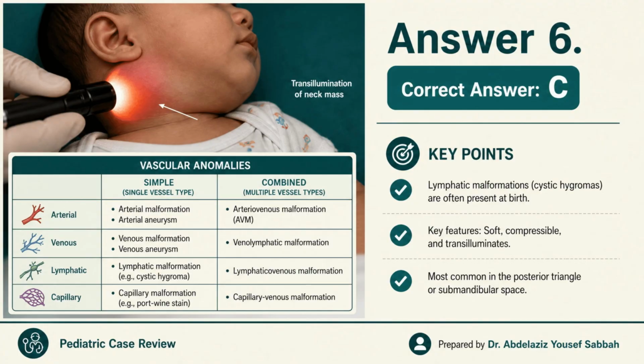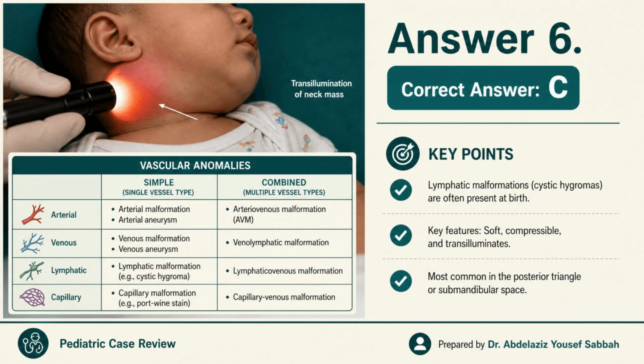The defining clinical features are transillumination, soft compressibility, and location in the posterior triangle of the neck, which is the classic site. Transillumination occurs because these lesions consist of fluid-filled lymphatic channels and cystic spaces with thin walls. Approximately 50% are present at birth and 90% are evident by 2 years of age. They are commonly associated with chromosomal abnormalities, particularly Turner syndrome, Down syndrome, and Noonan syndrome, especially when detected prenatally.